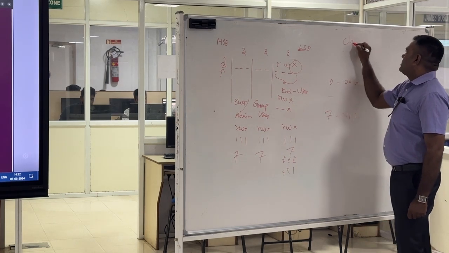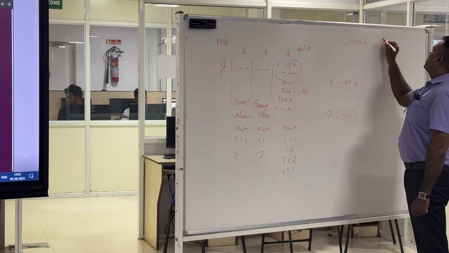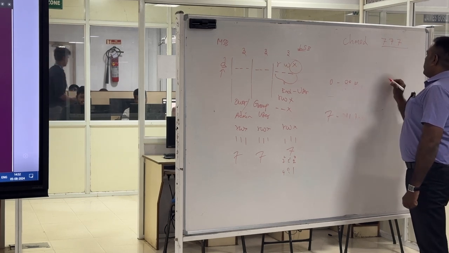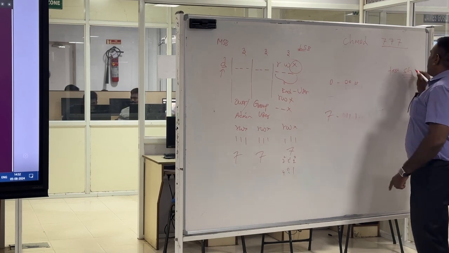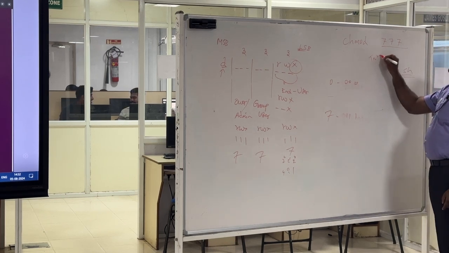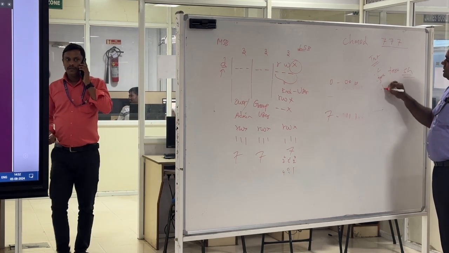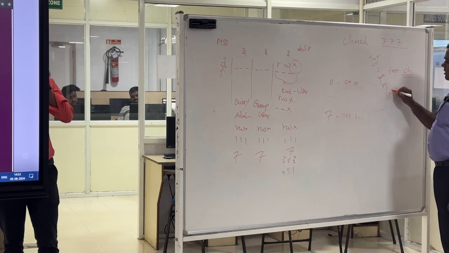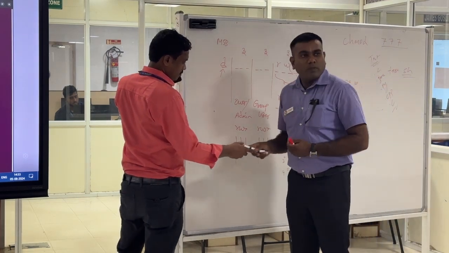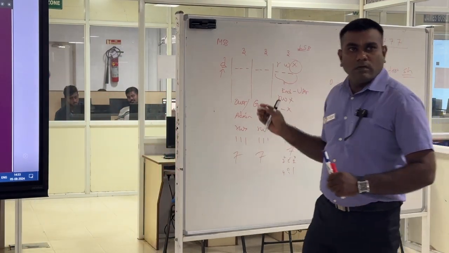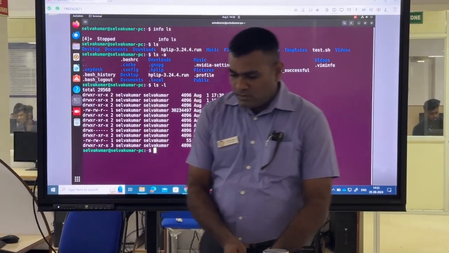There is a command called change mode, chmod, then the file permission 777, followed by your file name. For example test.sh, or the extension may be anything: .txt, .c, .java, .py, .cpp, any extension. Clear? Any file with any extension you can create.